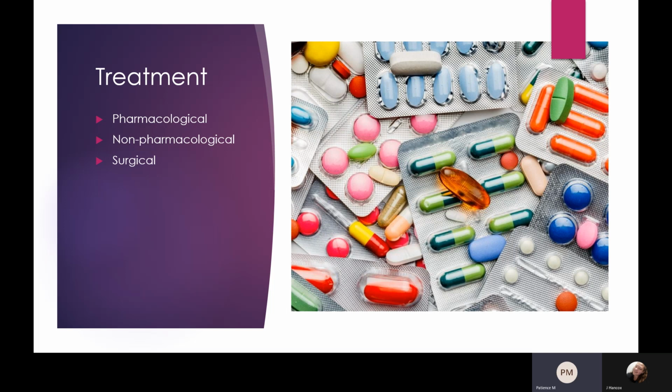Antibiotics are also used because these patients are prone to respiratory infections. So they will develop, or might develop, acute bronchitis or pneumonia. So the antibiotics will help with that.